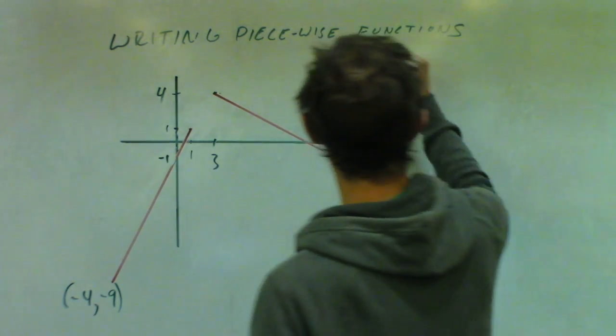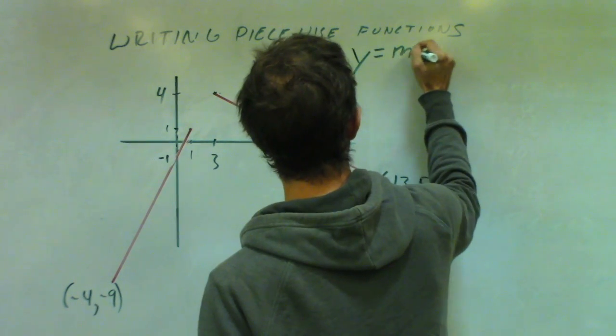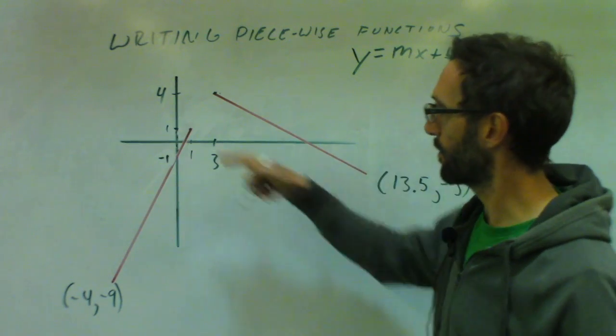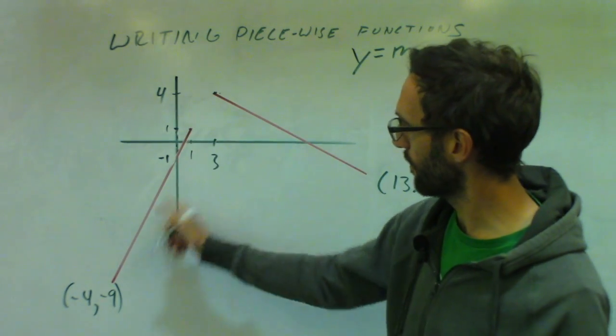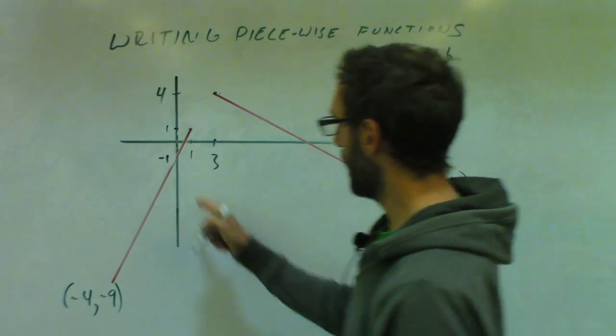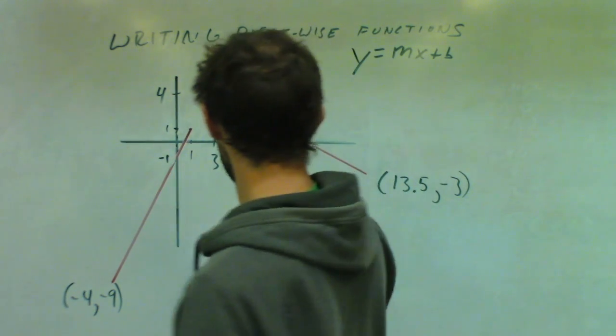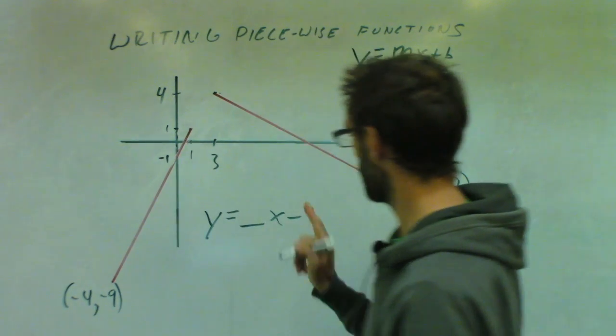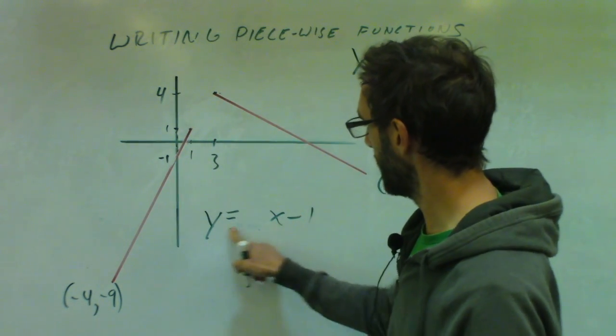So we can use the linear equation y equals mx plus b, where m is the slope, how tilted it is, and b is the y-intercept, where it crosses the y-axis. So let's look at this red one here on the left. It crosses the y-axis at -1. So we have y equals something times x minus 1. We need to figure out what that something is for the slope.